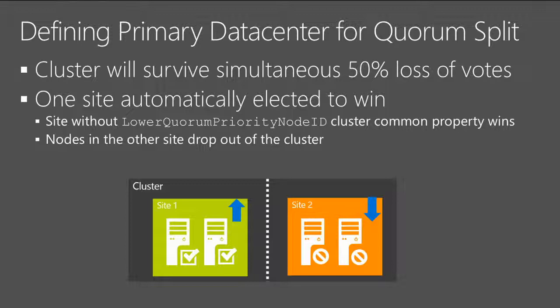This is actually something new in 2012 R2 and forward, where we have new logic. We will support that if the nodes have a 50% split where half the nodes are lost, we will elect one site to win and to survive. So if you're deploying with just 2 sites, you can do 2 nodes in one site, 2 nodes in another one, and when they split, we are going to randomly elect one to win. Now you can control which one wins. We have a little property that you can set to say, hey, this is my primary site, I want it to win.